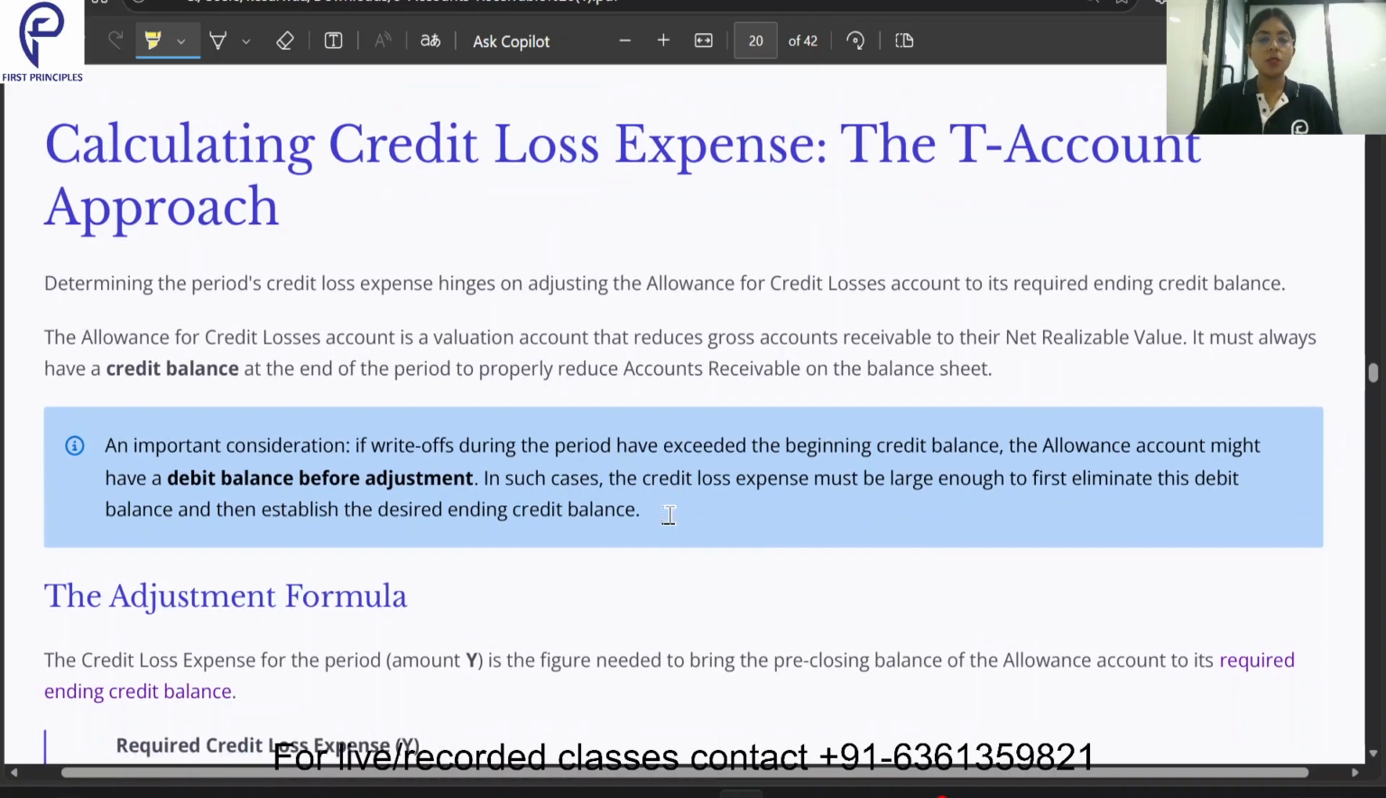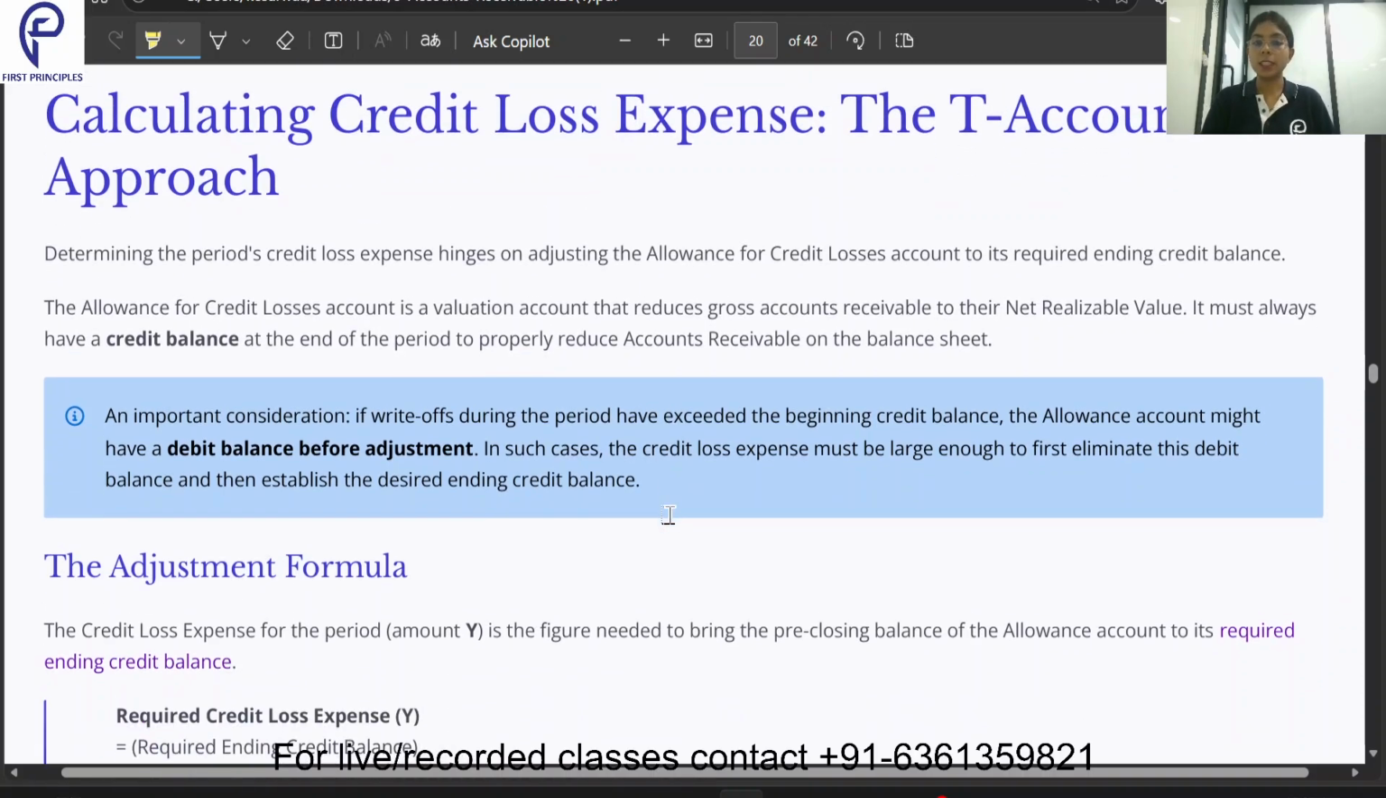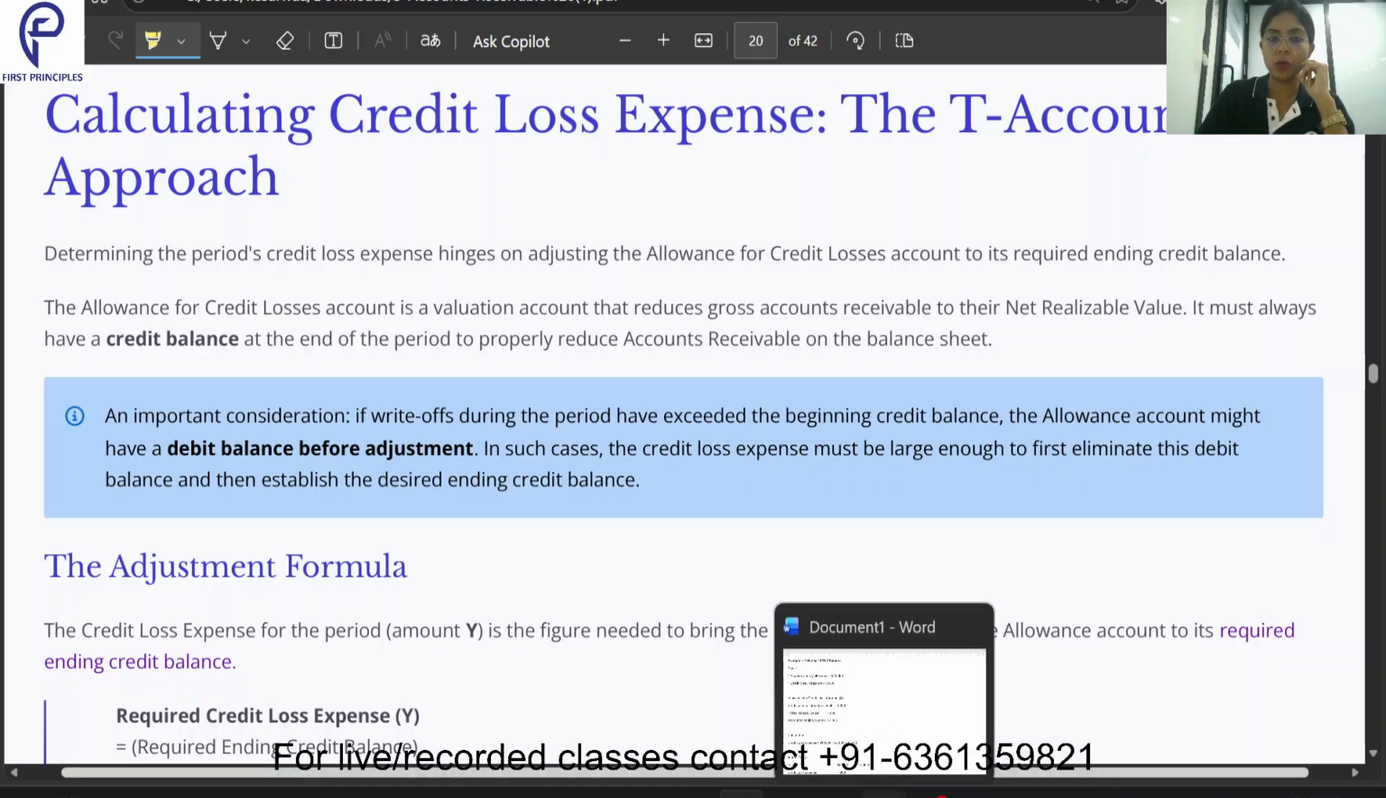Okay guys, so now we will calculate the credit loss expense using the T account approach. First of all, I will give you one thing: the allowance for credit loss account always has a credit balance. Now, let's do it with the help of an example, that will be better for us to understand.